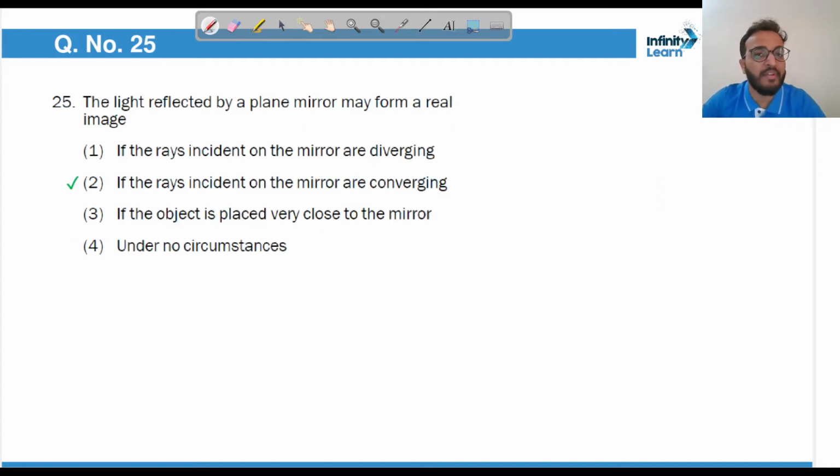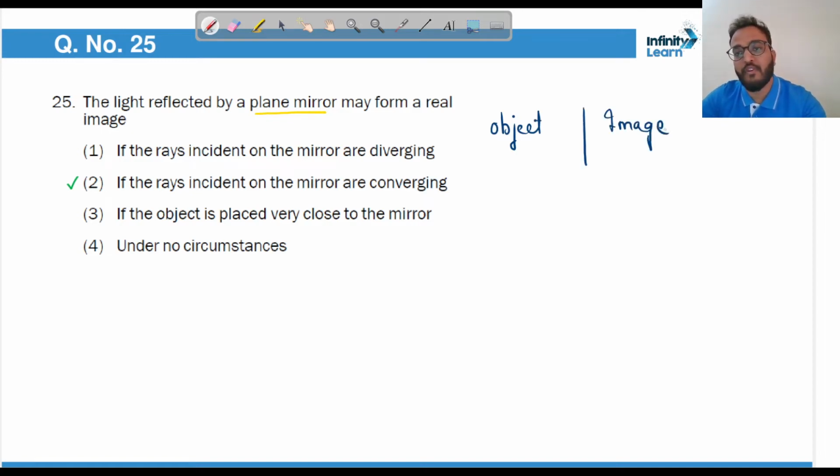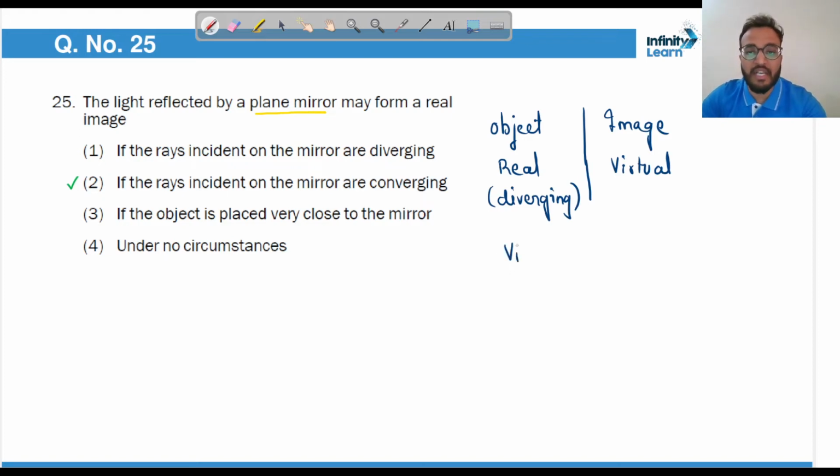The light reflected by a plane mirror may form real image. See, a plane mirror forms virtual image for real object and real image for virtual object. That means for plane mirror, if the object is real, image is virtual. Real means the rays are diverging. The rays that are coming to the mirror are diverging. And if object is virtual, then image is real. This is when the rays which are coming to the mirror are converging.